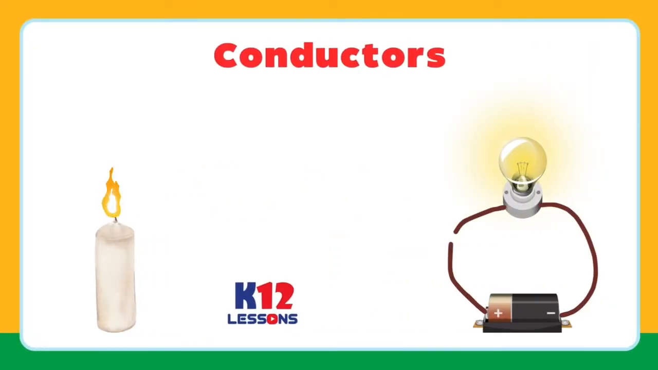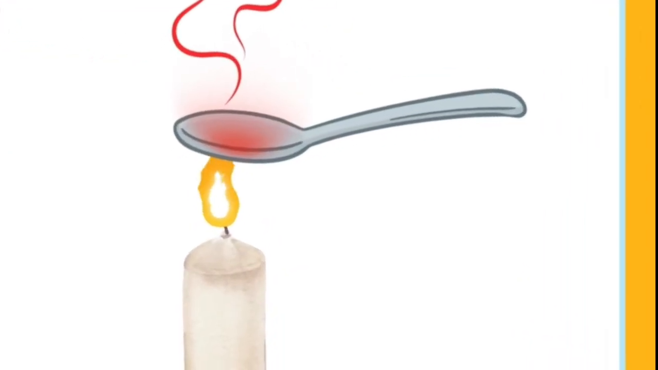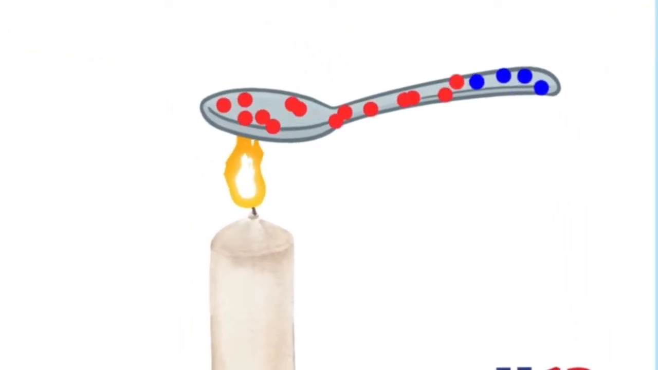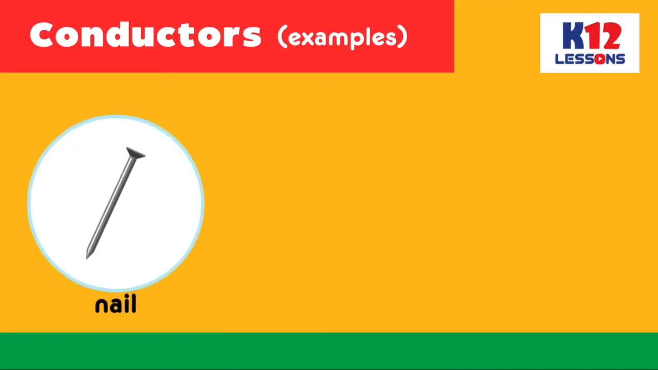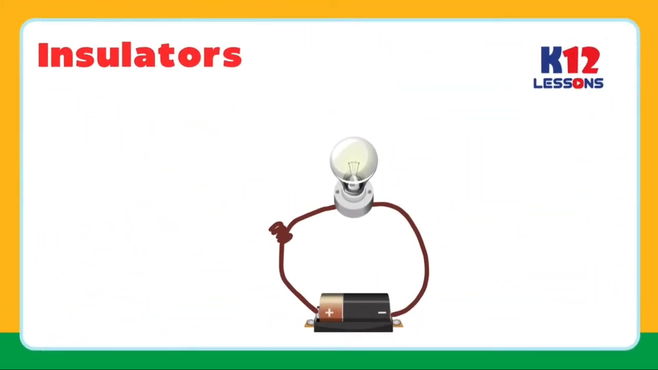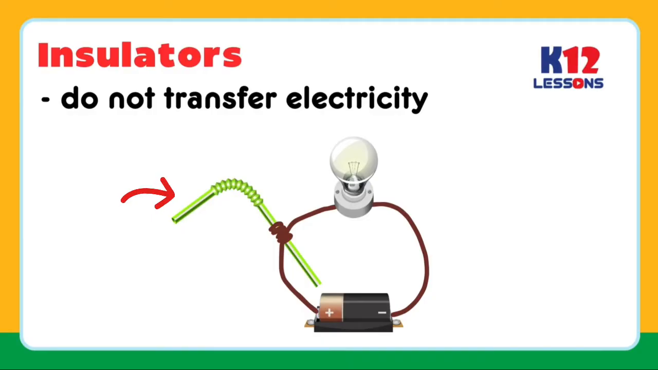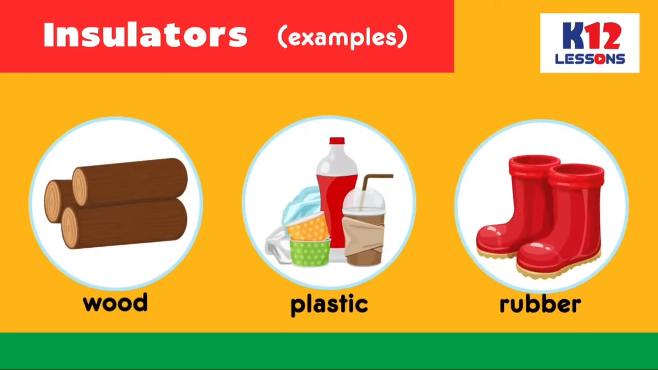Conductors. Materials that allow heat and electricity to pass through them. Most materials that conduct heat are metals because their electrons can flow easily. Examples: nail, metal spoon, and other metals. Insulators. Materials that do not transfer electricity. The electrons of the insulators are not free-flowing, for they are tightly bonded with their atoms. Examples: wood, plastic, and rubber.